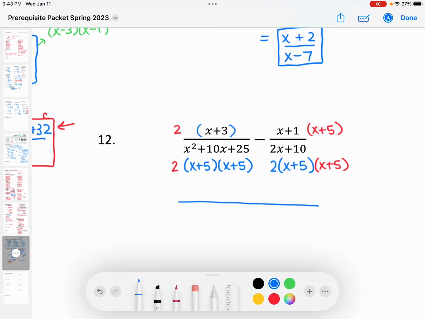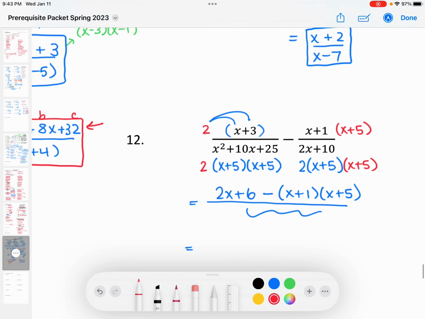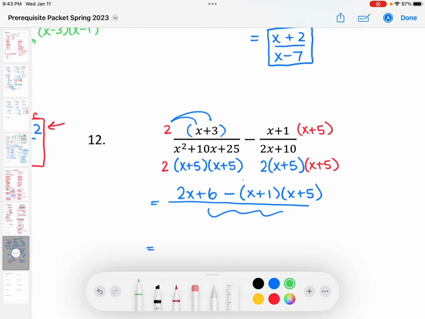So on the top of this one, I'm going to have 2x plus 6 minus, and I'm going to have to FOIL out the x plus 1 times x plus 5, all over that common denominator. We'll get to that. All right. The thing is, though, when I FOIL this one, I'll want to remember that when I'm done foiling, I need to distribute that minus into the whole thing. So maybe I'll just FOIL it off to the side over here.